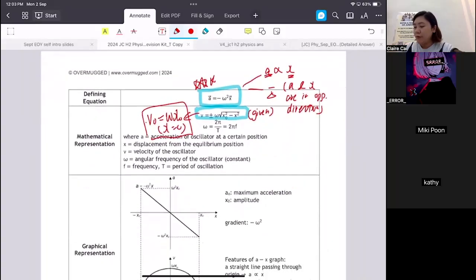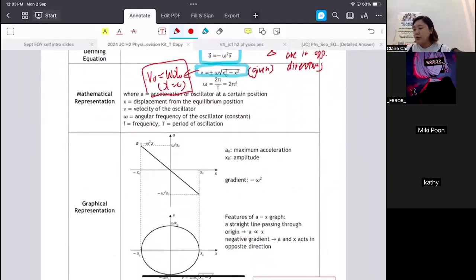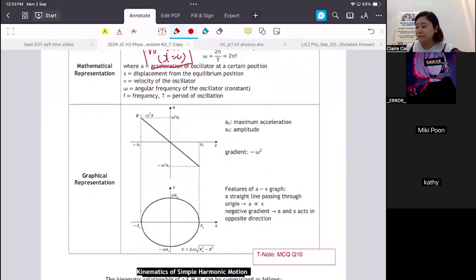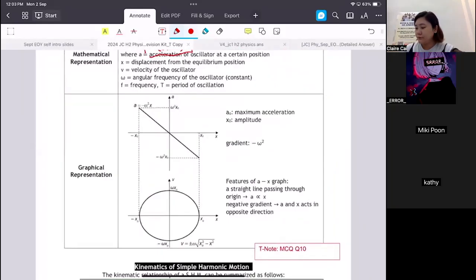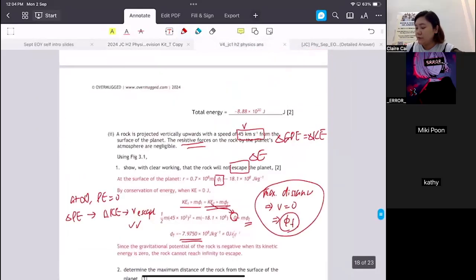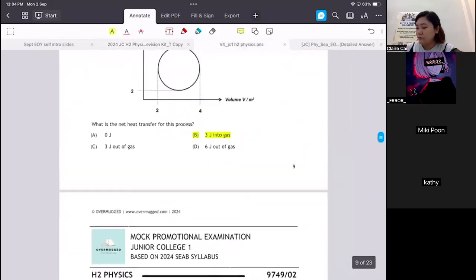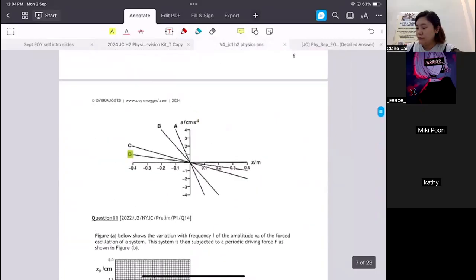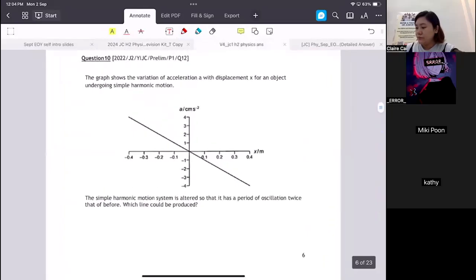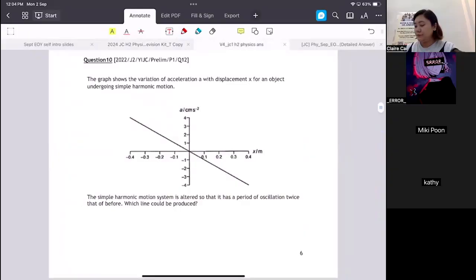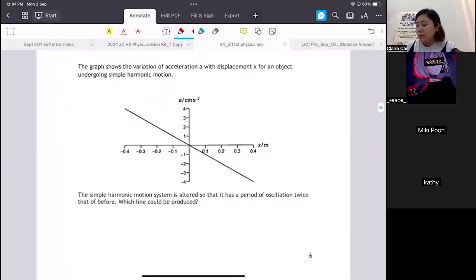Then from these two, the two graphs, a against x and v against x, are always these two shapes: a straight line with negative gradient, whereas v is an ellipse. The question you'll see, like question 10 here, is a very straightforward type of question. I already have a changing with x. Now the period of oscillation is twice that of before. So which line could be produced?